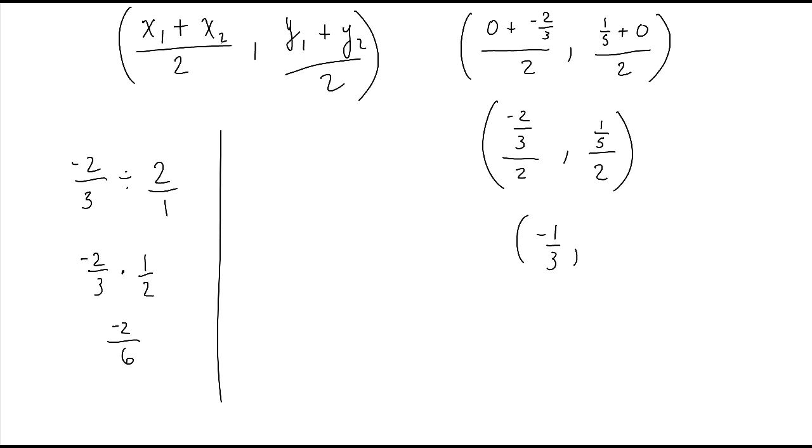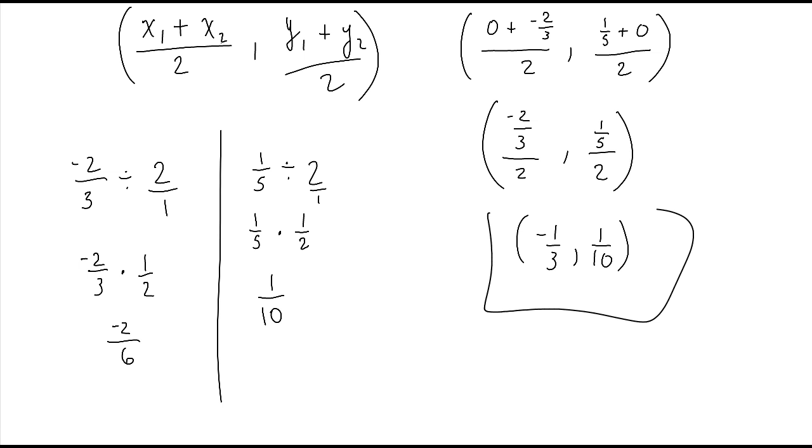Now for the y value, 1/5 divided by 2 is the same thing as 1/5 times 1 over 2, right? Because that's 2 over 1. You flip it over to get the reciprocal, and then you multiply. Okay, the top, 1 times 1 is 1. The bottom, 5 times 2 is 10. So 1/10. So there's my midpoint. Negative 1/3, comma, 1 over 10.